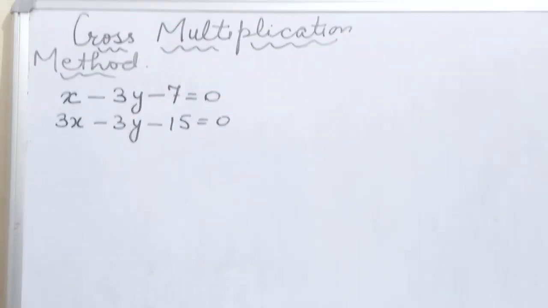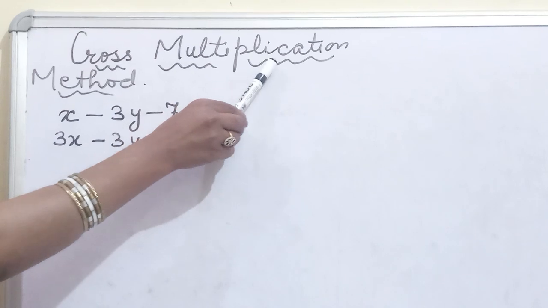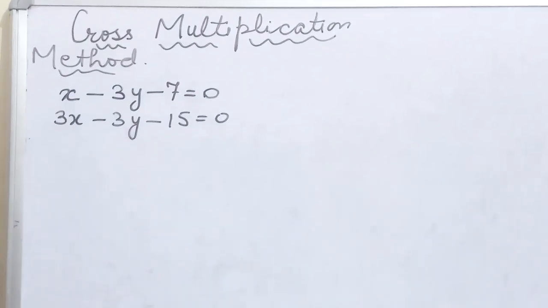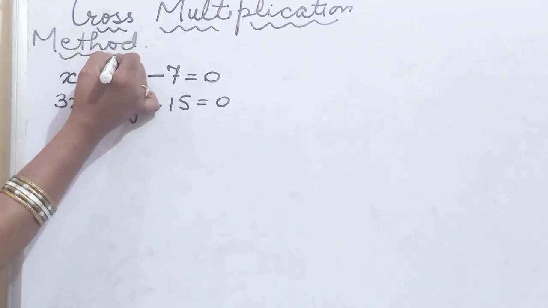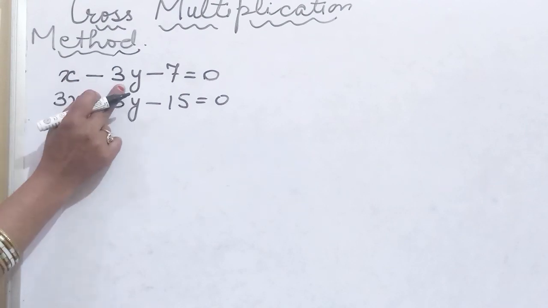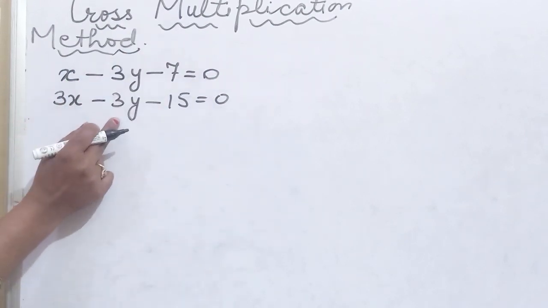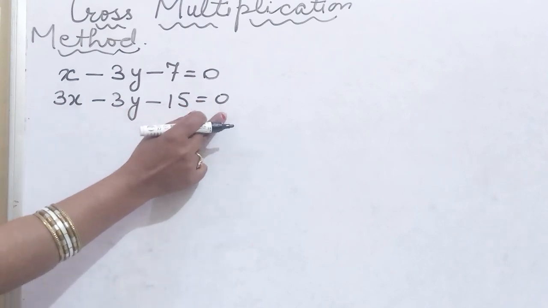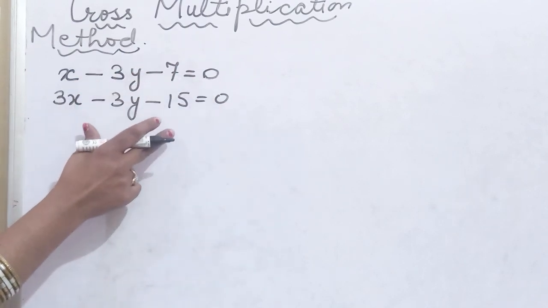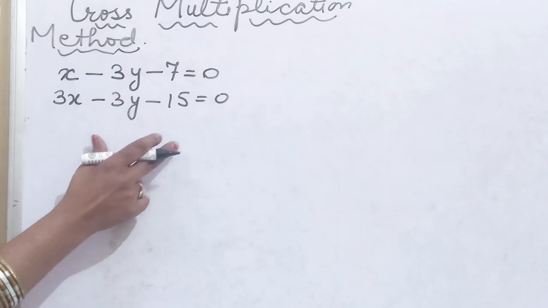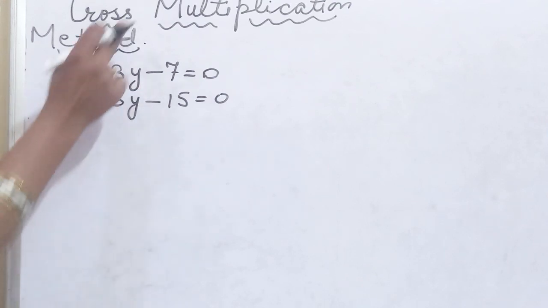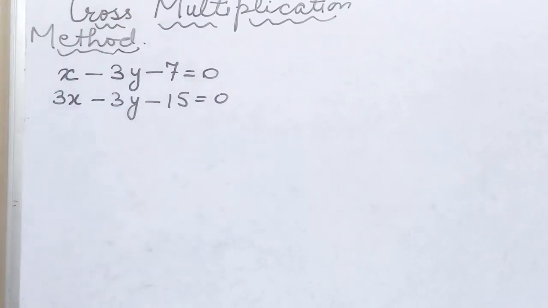Okay, now we'll do the third method, the cross multiplication method. Suppose we are given two equations: x minus 3y minus 7 equals 0, and the second equation is 3x minus 3y minus 15 equals 0, and we have to find the solution of these equations by the cross multiplication method.